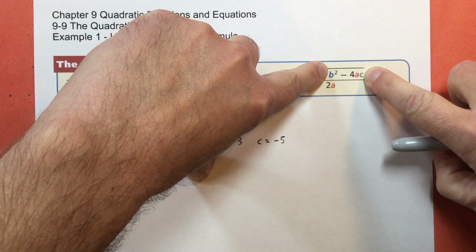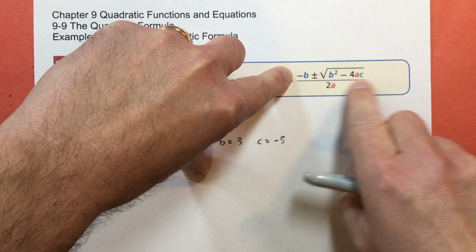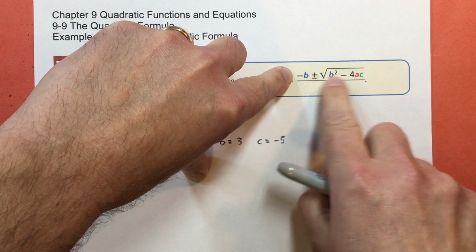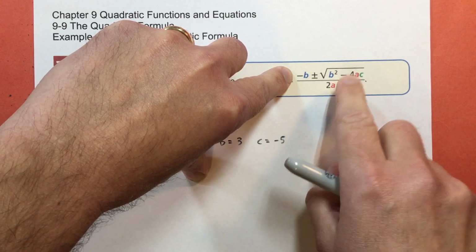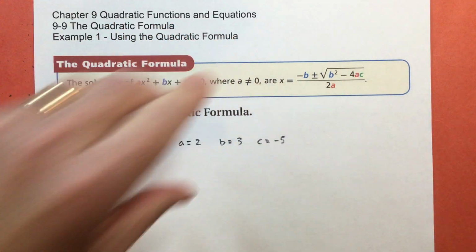We're going to do this b squared subtract 4ac first, and then we're going to do the whole thing. The only thing is that I'm not going to work under the radical. I'm going to take care of all of this under the radical first, and then I'll substitute.